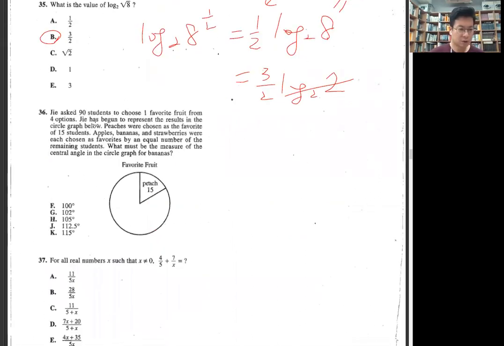90 students, 6 options, 15 each. Equal number named. What was the measure of the central angle? So 15 over 90 times 360, the entire circle, right? So 360.